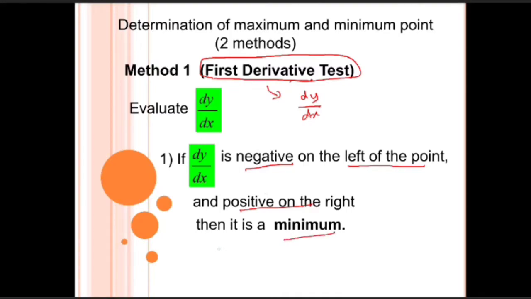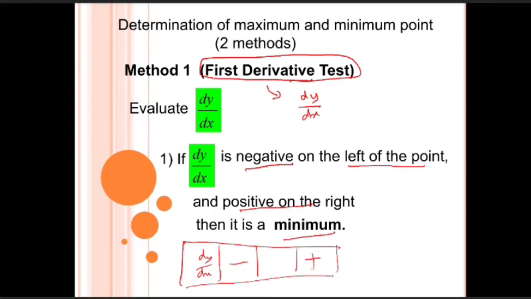This means that if we have the value of dy over dx equal to negative on the left side and positive on the right side, so when it's negative, the line is going down, positive, the line is going up. So right in the middle here, when we try to connect these two lines, you see that it's actually a minimum point.